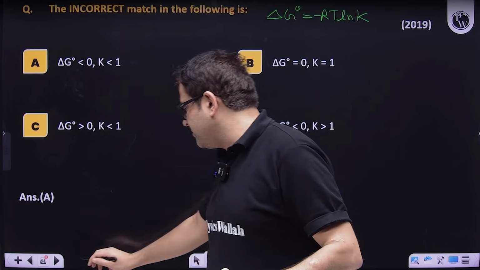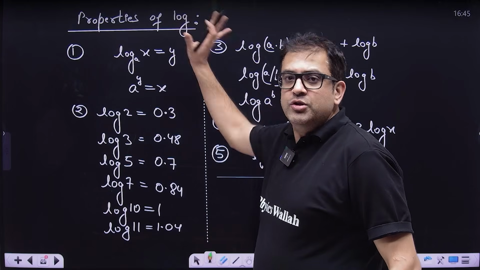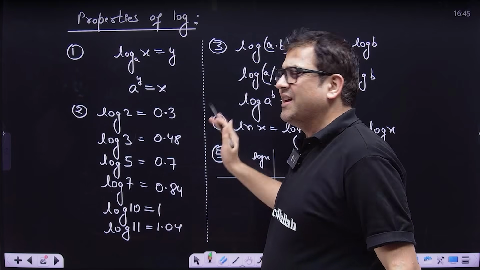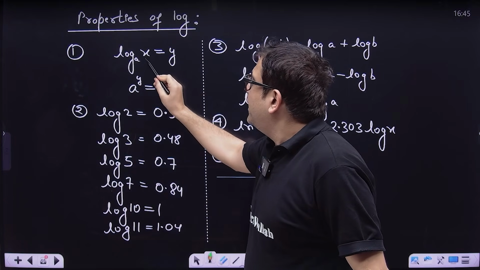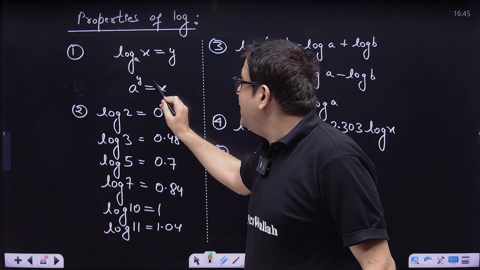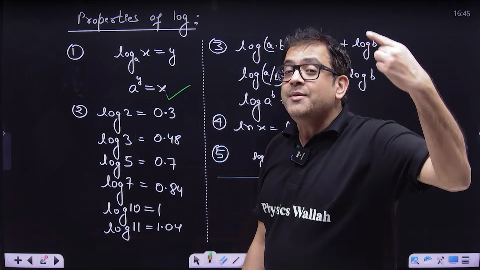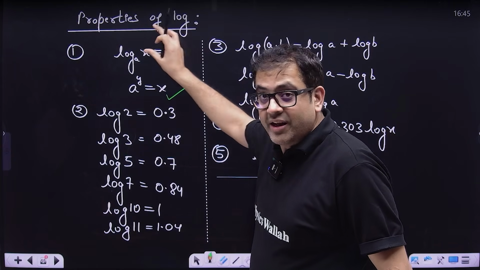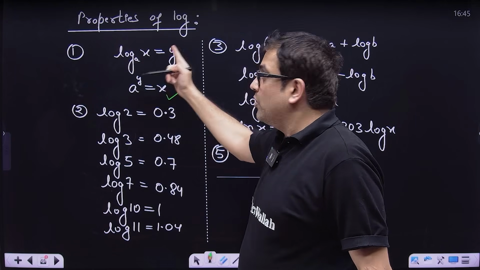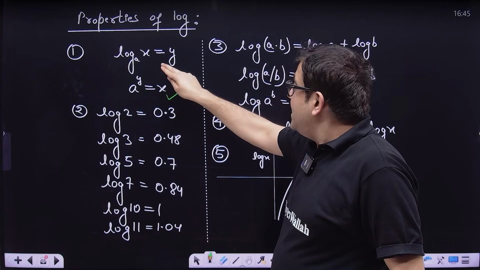in mathematics, but it is my responsibility because in chemistry also these calculations will be asked. Some properties of log. If I say log of x to the base a is y, what does this mean mathematically? It means this base a raised to the power y equals x. So mathematically, if a raised to the power y is equal to x, in logarithmic function you will represent that as log of x to the base a is equal to y.